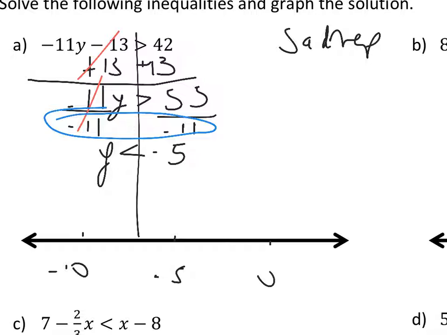Because of this less than symbol, we have an open circle at negative 5. And I need y is less than negative 5. So any numbers that are less than negative 5 will work, which means open circle and the arrow pointing to the left.